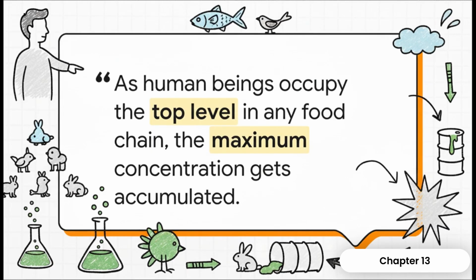And this right here is why this should really get your attention. Because let's face it, we're usually at the very top of these food chains. And that means we are the ones who can end up with the maximum concentration of these chemicals accumulated in our own bodies. The stuff we put out there can come right back to us.